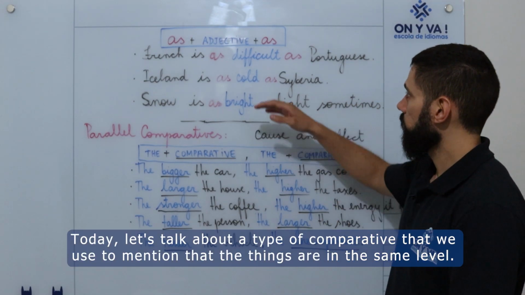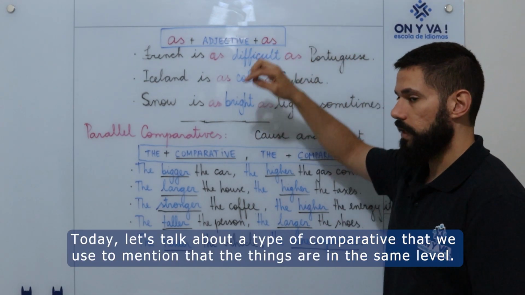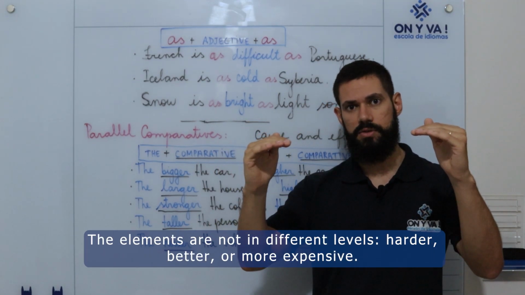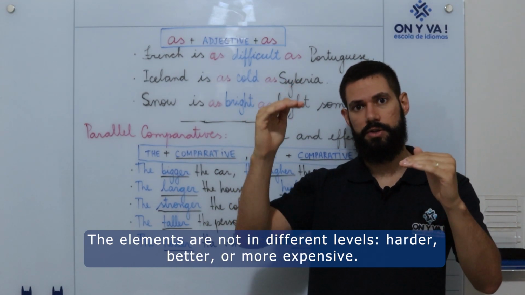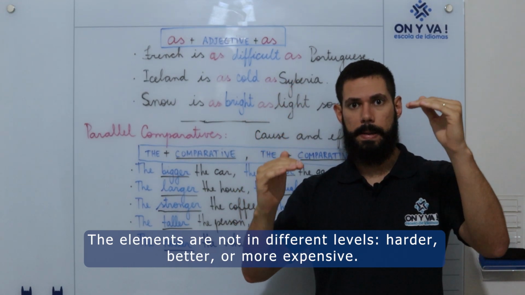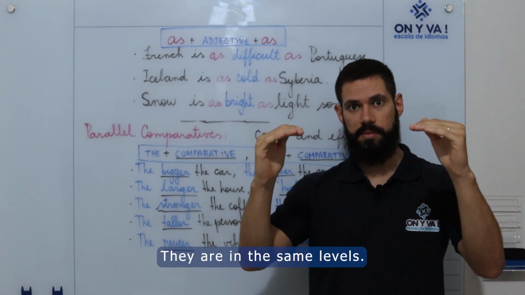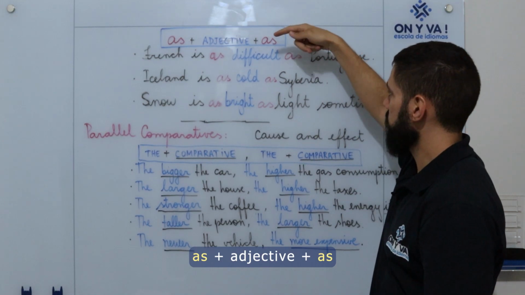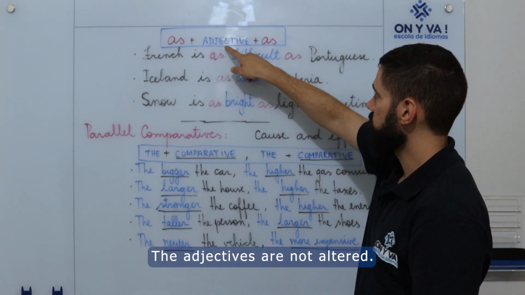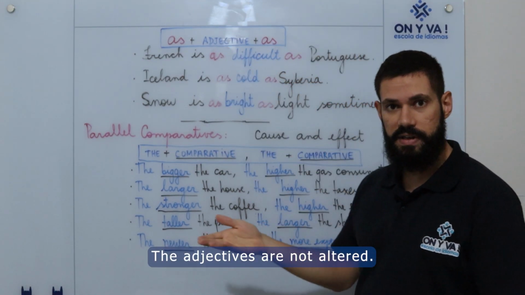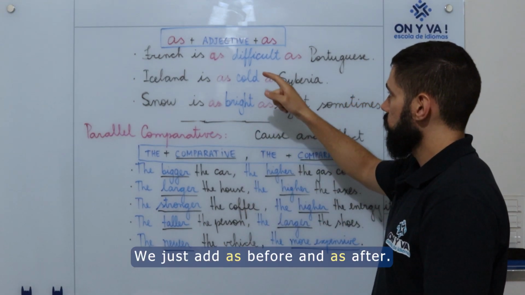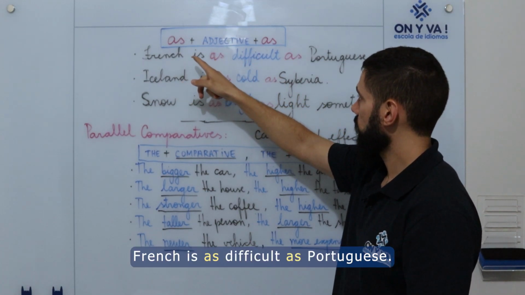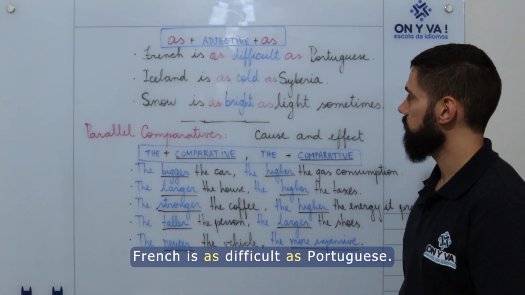Today, let's talk about a type of comparative that we use to mention that the things are in the same level, so they are not in different levels, harder, better, or more expensive. They are in the same levels. We use here as plus an adjective plus as, so we don't change the adjective, we don't add any suffix to the adjective, we just add as before and as after, like French is as difficult as Portuguese.